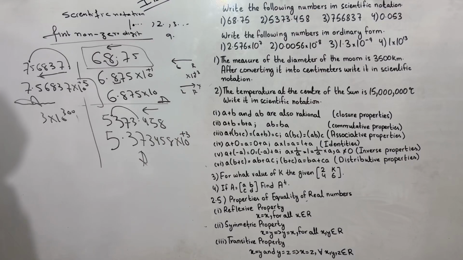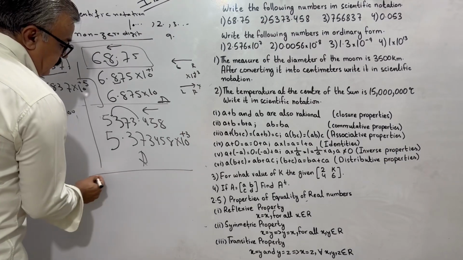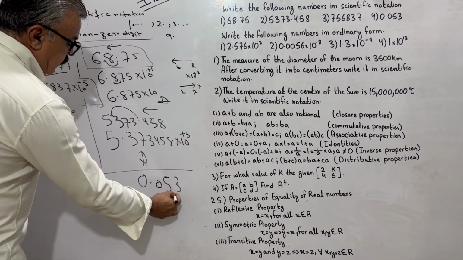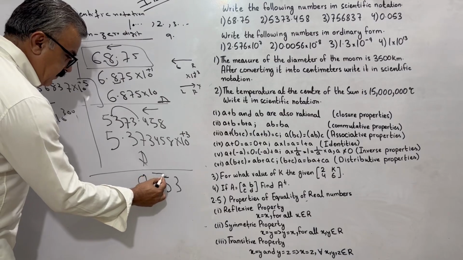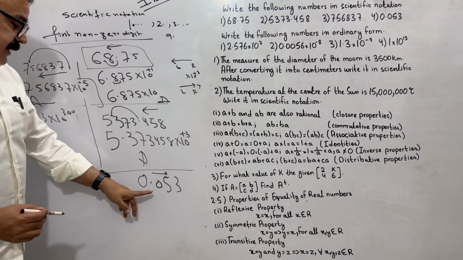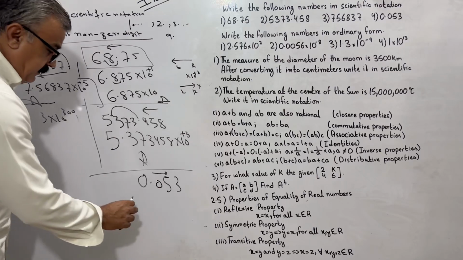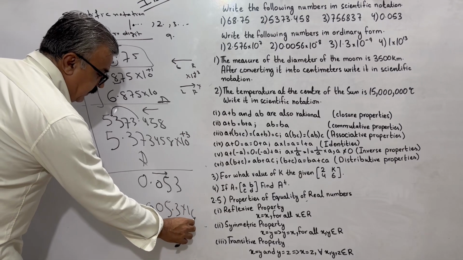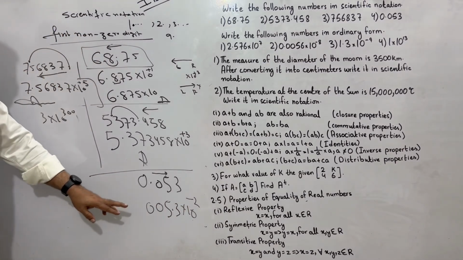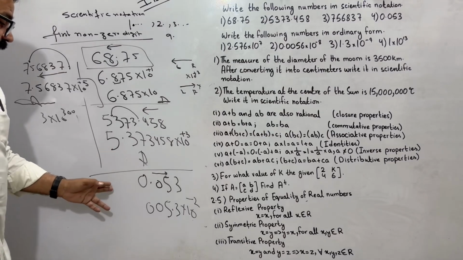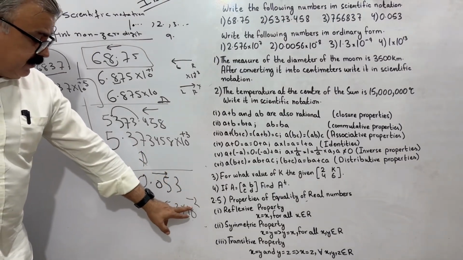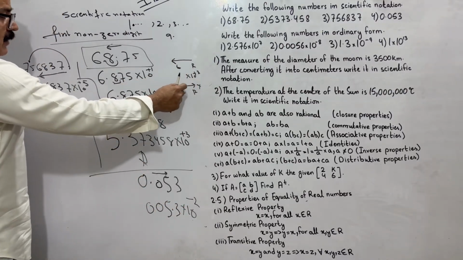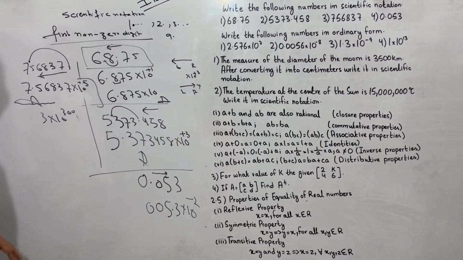Okay. The final question, still there is one remaining. 0.053. Now our decimal travels from left to right. How many digits? 1, 2. It will be 5.3 times 10 raised to negative 2. When the decimal travels from left to right, the exponent of 10 is negative. If it travels from right to left, the exponent of 10 is positive.